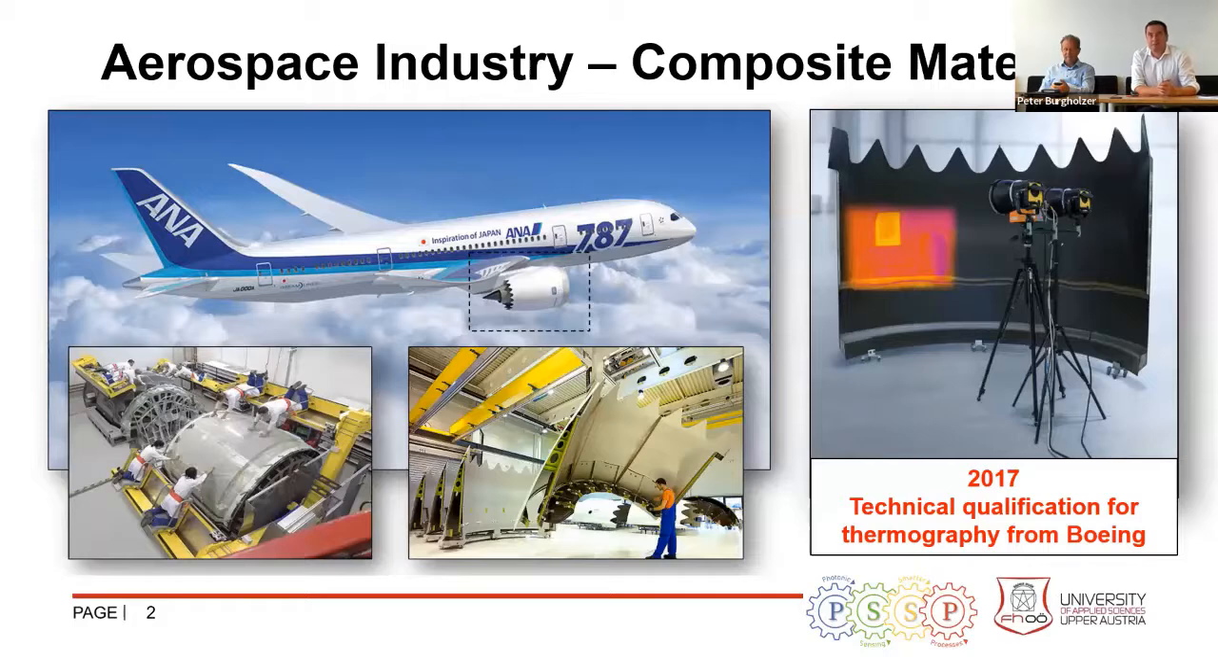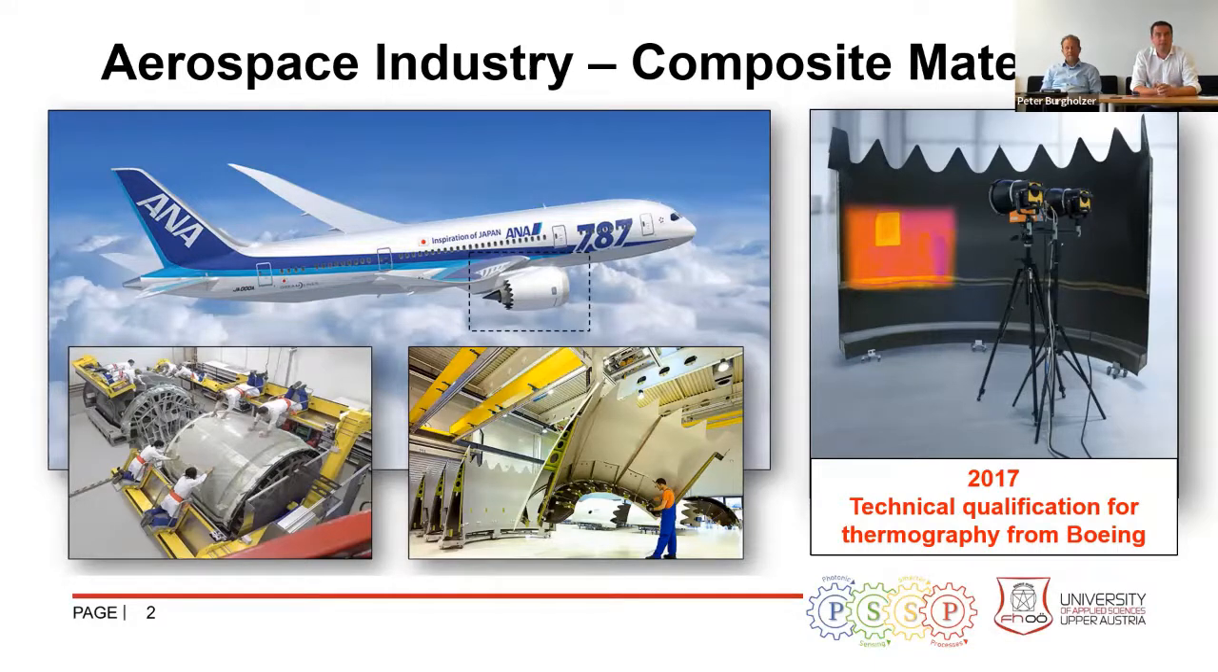Let's start with some practical applications. Here you can see a very important industry for us, the aerospace industry. In this industry, a lot of different materials are used, and the most important for the non-destructive testing technique of thermography are composites. You can see here on the left side a practical application. This is a turbine housing. This turbine housing is made by people, and so it is certain that some defects always occur in the manufacturing.